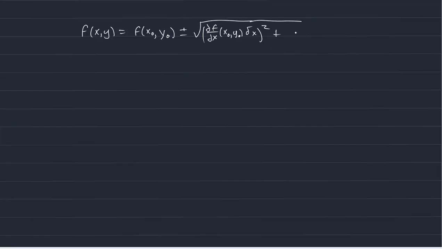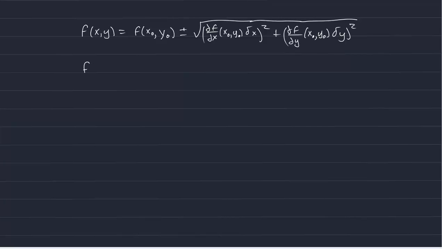This is due to the first variable, the uncertainty due to the first variable, and then we have the variance due to the second variable. Again, evaluated at the most probable values of x and y naught. Okay, and so this is the general equation for a function with two variables.